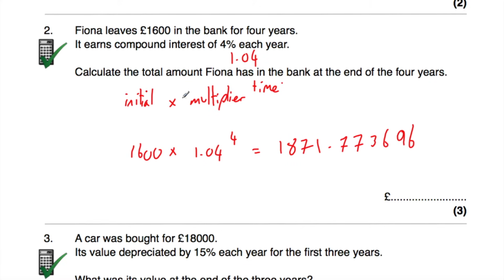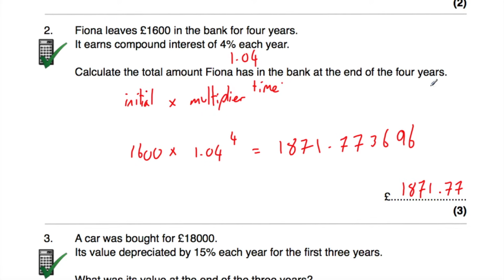1,871.773696. Now here we want to write down the total amount of money that Fiona's got in the bank at the end of 4 years. So that's going to be 1,871 point, and I'm just going to write 77. I'm just going to round that to 2 decimal places because obviously it's how much money she's got in the bank. So it'll be rounded to the nearest penny, and that's it.